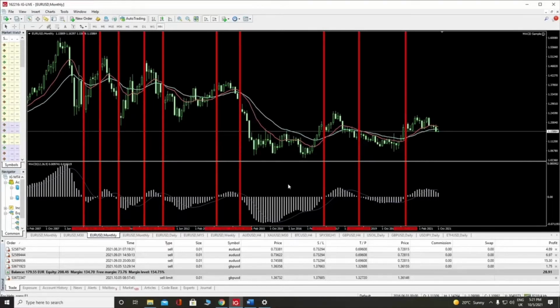I have opened the EUR/USD monthly chart. The reason that I'm using the monthly is because we have all the prices from the beginning of the pair, and it is just an example. By definition, MACD stands for moving average convergence divergence indicator, introduced in 1970 by Gerald Appel.